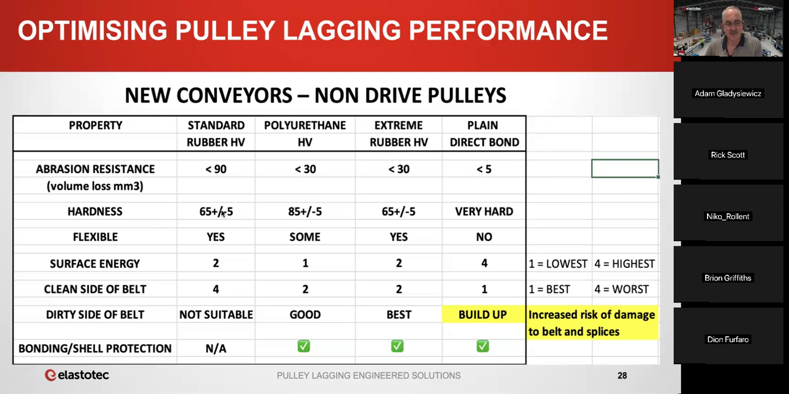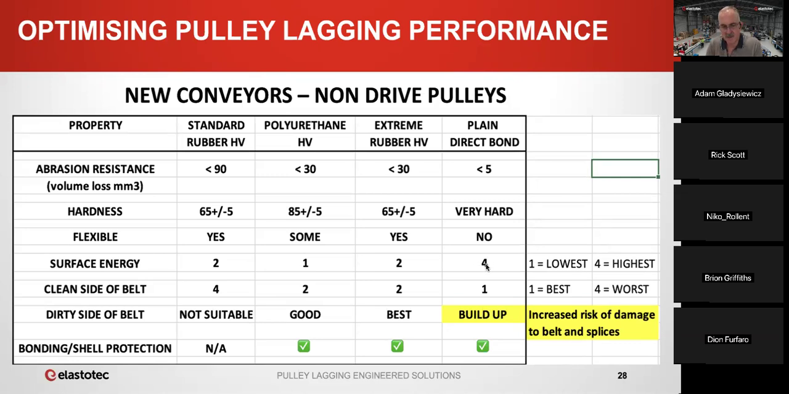Hardness, standard rubber 65 plus or minus 5, polyurethane 85, so it's quite a bit harder. It feels like a plastic, it's quite rigid. Extreme rubber is 65, so it's flexible. Ceramic is very, very hard. When it comes to surface energy or the ability to release, we've just done a ranking of 1 to 4. Polyurethanes are 1, the 2 rubbers are 2, and the ceramic is the worst.